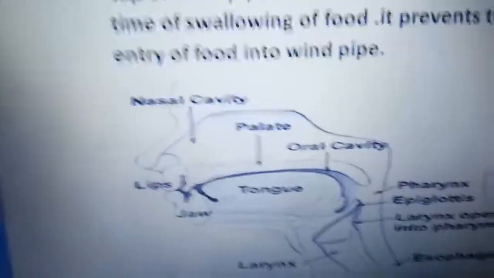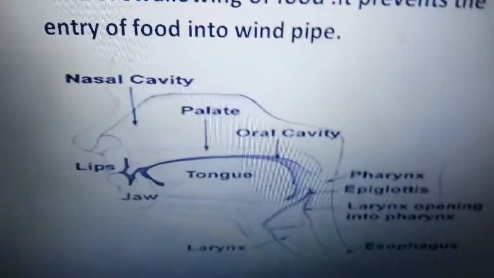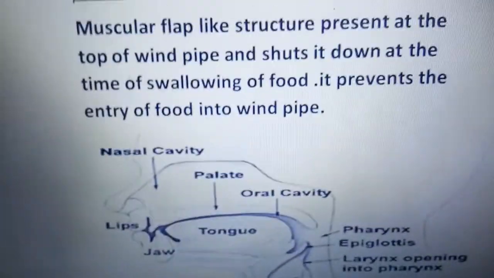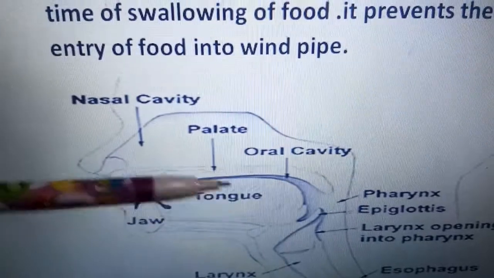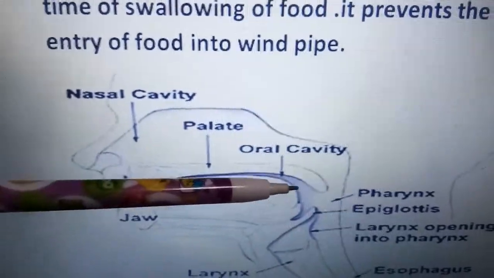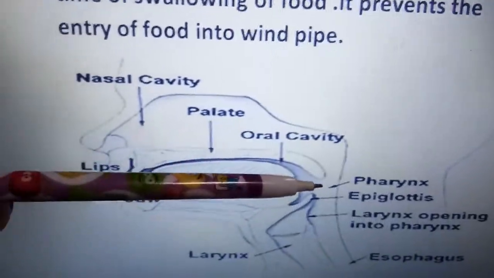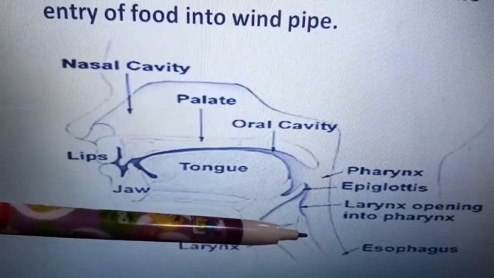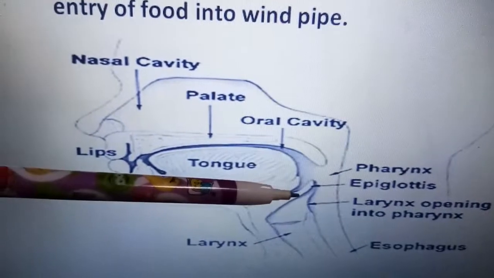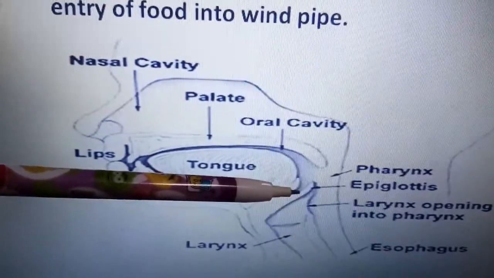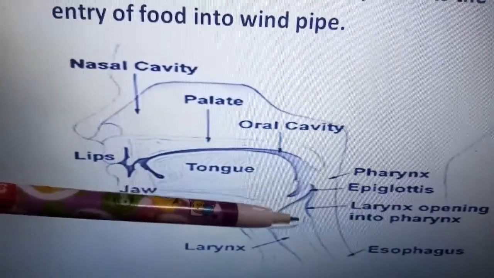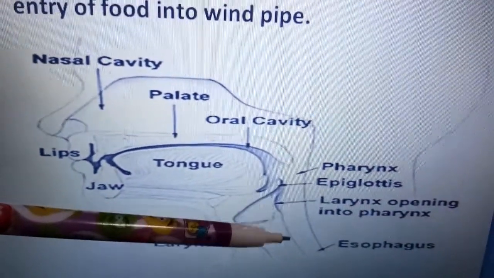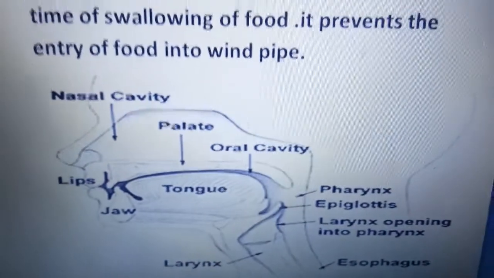Look at this diagram very carefully. Beta ji, this is the diagram of the buccal cavity. This is the tongue. When you swallow anything through the buccal cavity, it goes to the pharynx. In the pharynx at the front, this is the windpipe and this is the food pipe, and this shutter is called epiglottis. When we swallow anything, this shutter shuts down the windpipe so that the food directly goes into the esophagus.